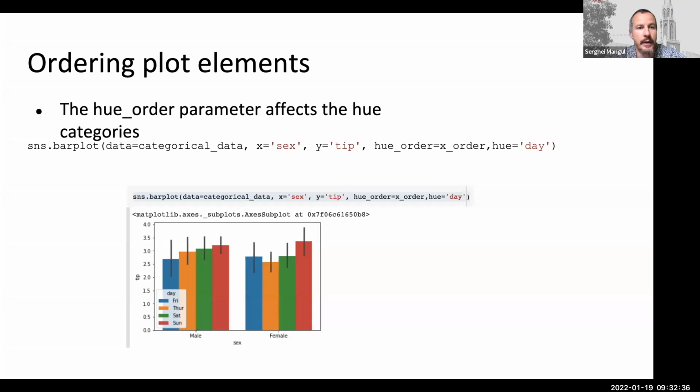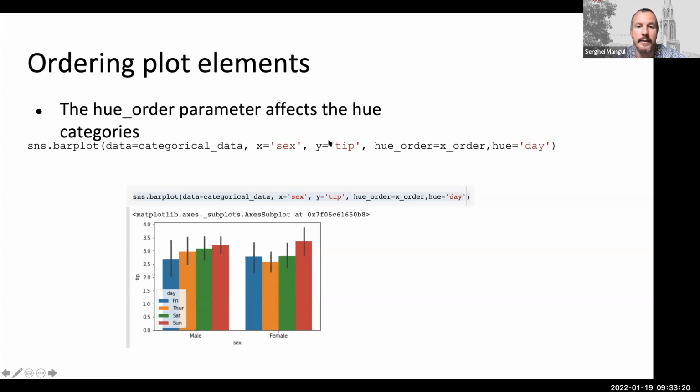So what about ordering plot elements? For example, if we plot males versus females here, now we say X is equal to sex, so it will be just males and females on the X-axis. And we keep tip on the Y-axis. Then we say, okay, we know the order we would like, which we defined prior. Remember that order: Friday, Thursday, Saturday, and Sunday instead of the normal one. So we say hue order is equal to X underscore order. And the hue we want to split by day.